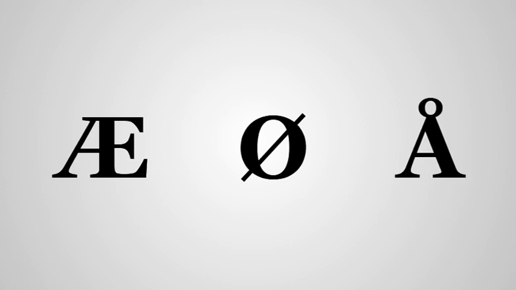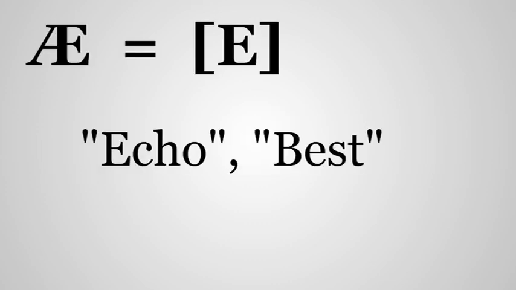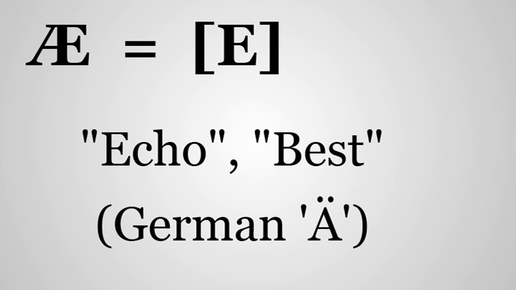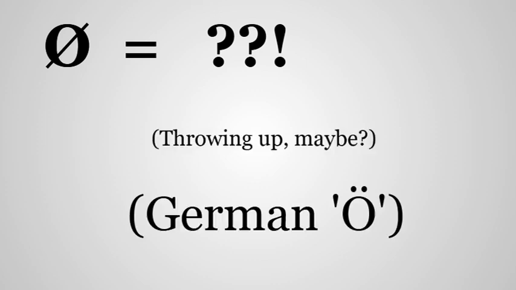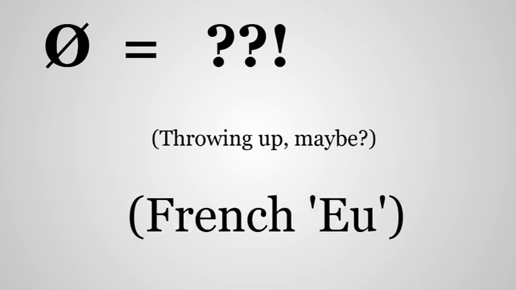For simplicity, we'll refer to them as AE, O bar, and A hat. AE sounds like eh. This is roughly the same as the E in echo and best. For those who know German, it's like the A umlaut. For those who know French, it's like this letter. O bar sounds like ooh. This sound doesn't exist in English either, and sadly nothing sounds quite like it. For those who know German, it's like the O umlaut. For those who know French, it's like the French EU.